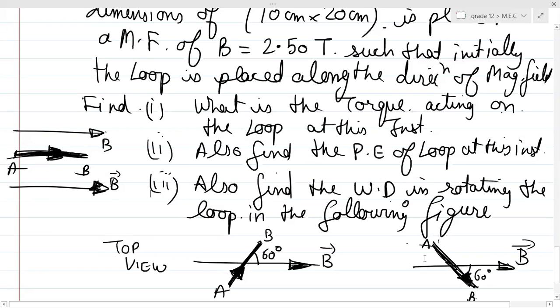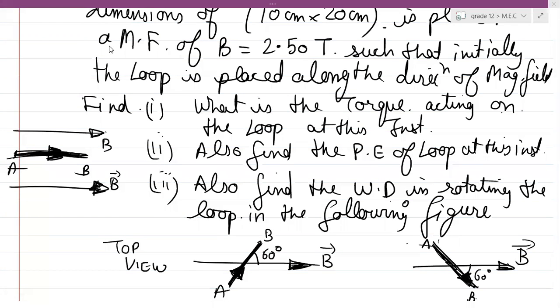What is the answer? So is torque zero for the first one? Yes, torque is not zero for the first case. Torque is maximum in this case.